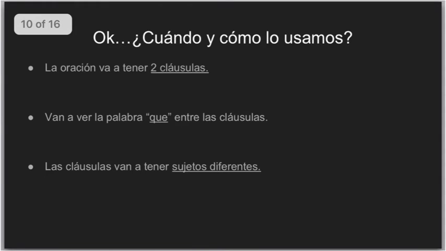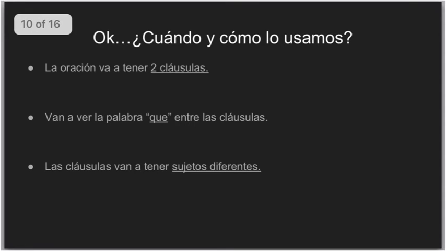La oración va a tener dos cláusulas. It's going to have two separate parts. You're going to see the word que between the cláusulas, between the clauses. You have two separate parts, the primary clause and the secondary clause. The secondary clause is sometimes called the dependent clause as well. That may be the term with which you're more familiar.